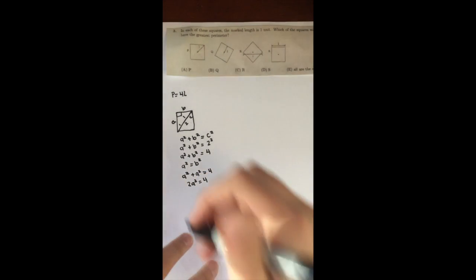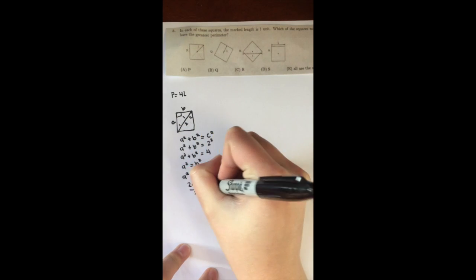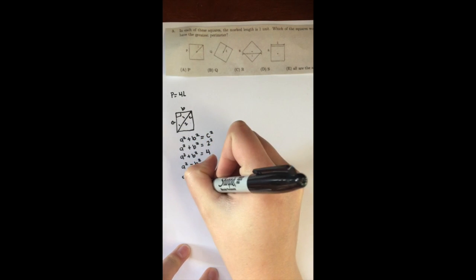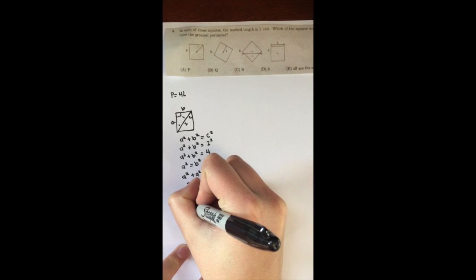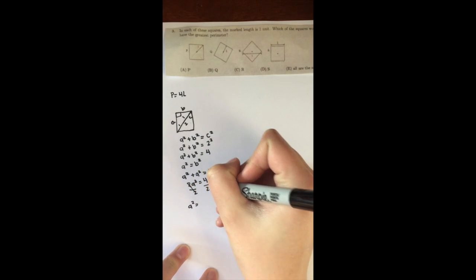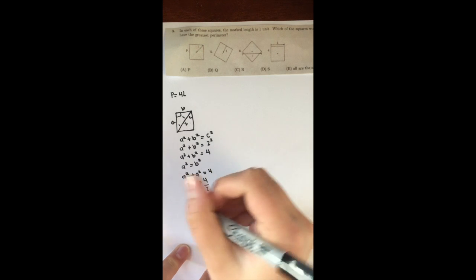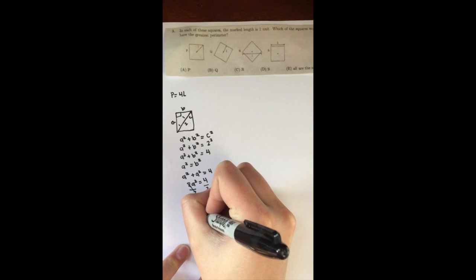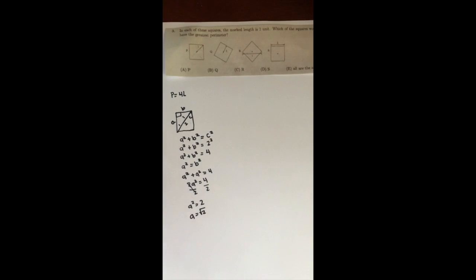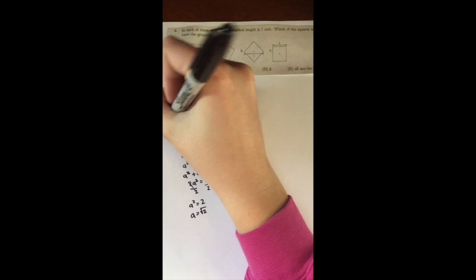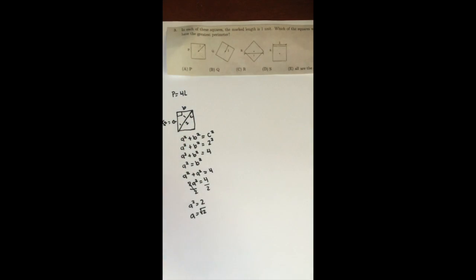So now from there, we just solve for a squared. So we divide by 2, and whatever you do on this side, you do on this side. So a squared is equal to 4 over 2, which is equal to 2. And a is equal to the square root of 2. But we are not done there yet. So we know that a is equal to the square root of 2, right?